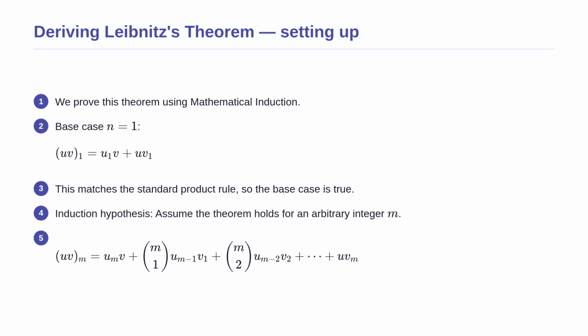For the first derivative, the formula gives us u sub 1 times v plus u times v sub 1. This is simply the standard product rule from basic calculus, so the base case is true. Next, we assume a random domino somewhere in the middle falls over. We assume the theorem holds true for some arbitrary positive integer m. This is our induction hypothesis.